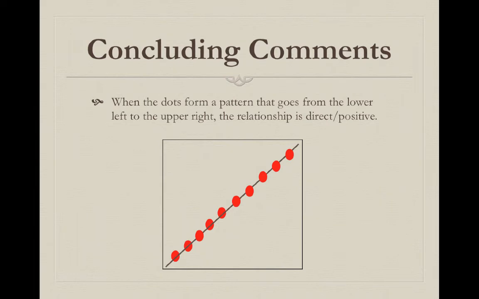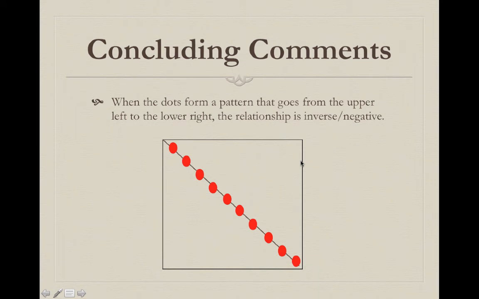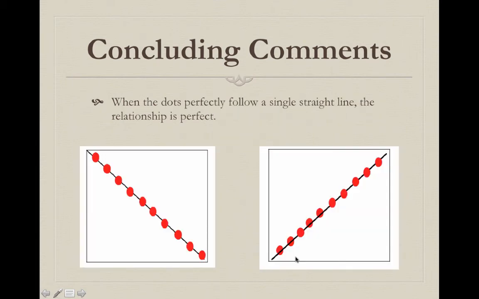Okay, let's go through a few concluding comments and see if we can wrap all of it up and make sense of it. There's a lot of slides on this one, but I think most of them are pretty easy to follow. When the dots form a pattern that goes from the lower left to the upper right, the relationship is direct or positive. When the dots form a pattern that goes like that last one, the upper left to the lower right, it's negative or inverse. If it follows a single straight line, it's perfect. It doesn't matter if it's negative perfect or positive perfect.